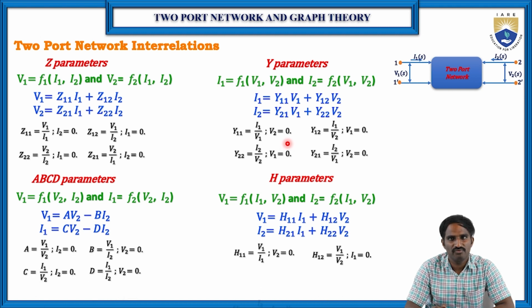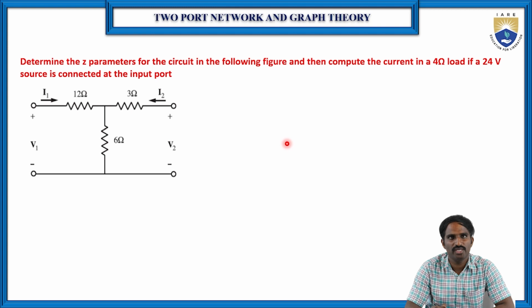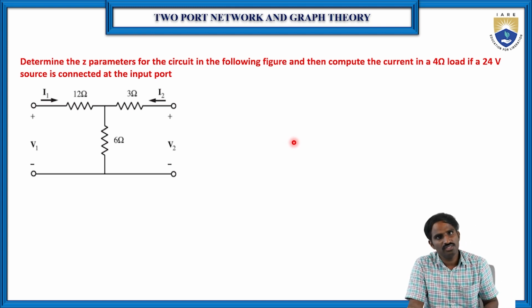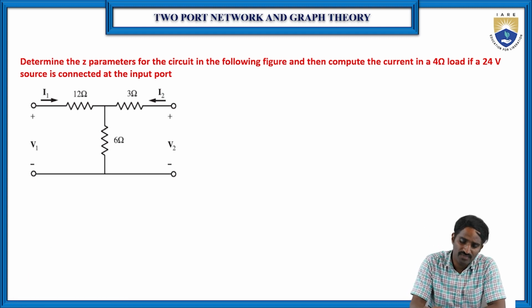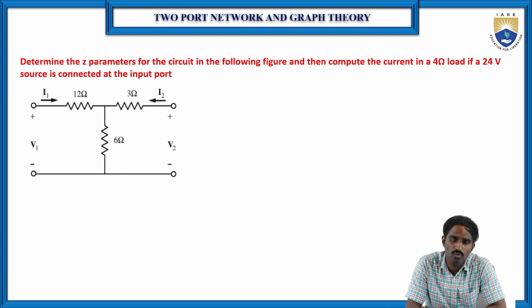Now we are going to solve some numerical problems. Here is the given problem. For this problem, we need to find the Z parameters. As well as that, if we consider the 4 ohms as the load and V1 equal to 24 volts, we need to find the load current flowing through the 4 ohms, which means I2.